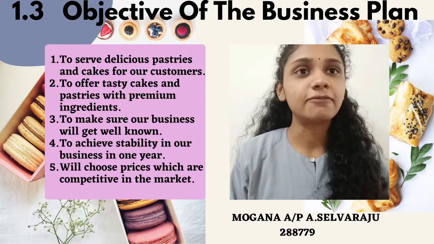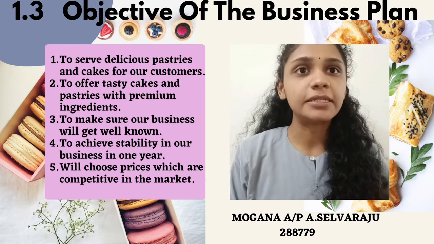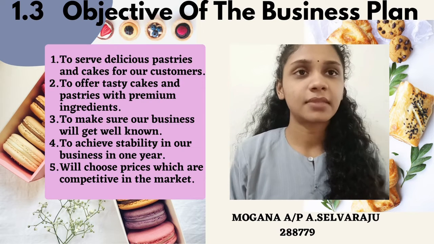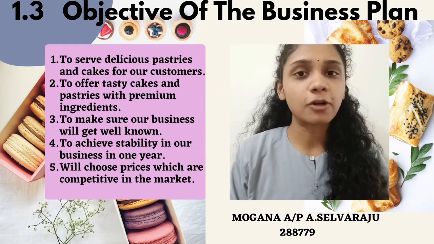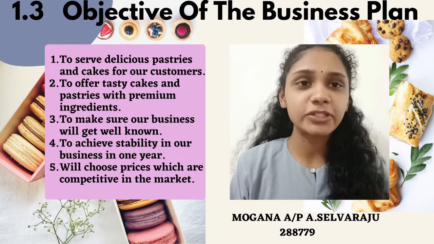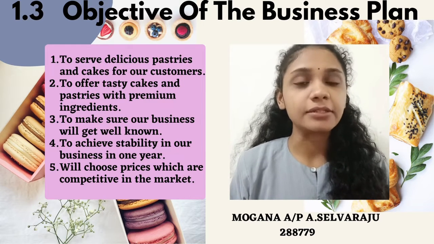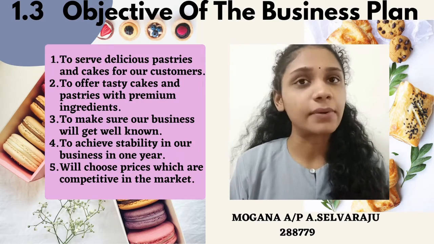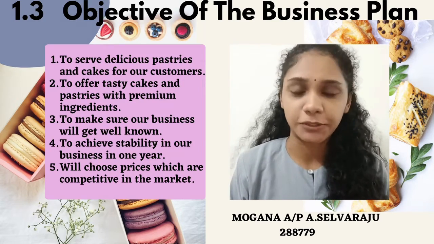To make sure our business will get well known. To achieve stability in our business in 1 year. And at last, we'll choose prices which are competitive in the market. Our overall target is to captivate and engage with potential customers through the social media pages and college campuses. We seek to accomplish our main objectives by December 31st, 2022.